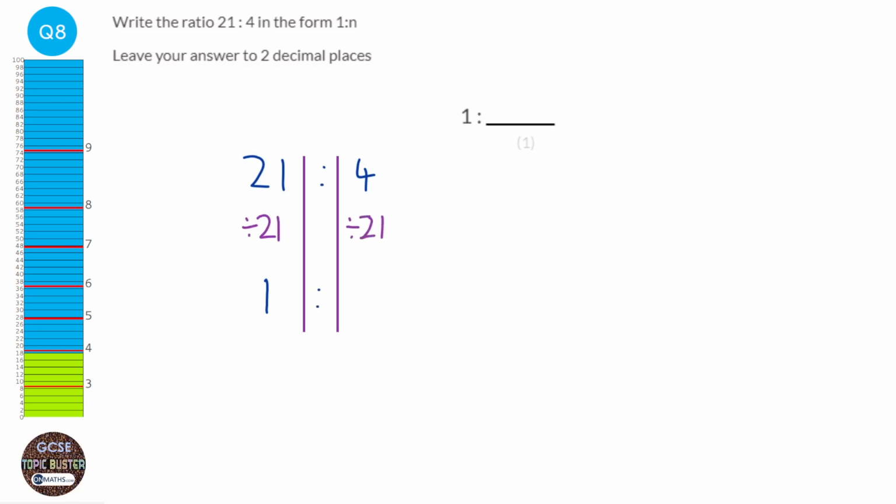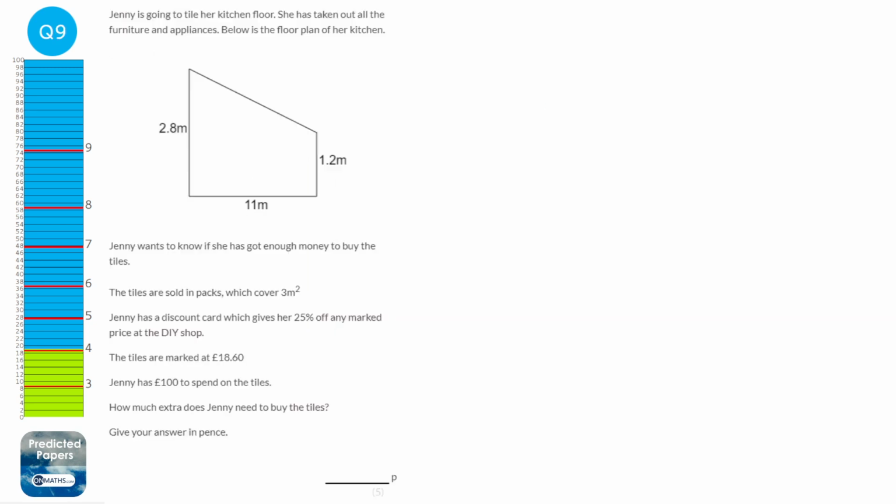So 21 divided by 21 is 1. Perfect, that's what we wanted. 4 divided by 21 is 0.190... It says it wants it to 2 decimal places, so it's going to be 0.19. The first thing we need to do is work out the area of the floor.